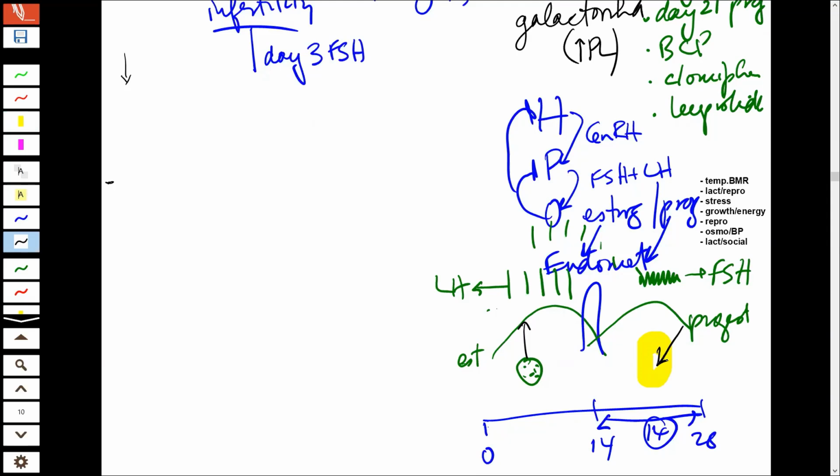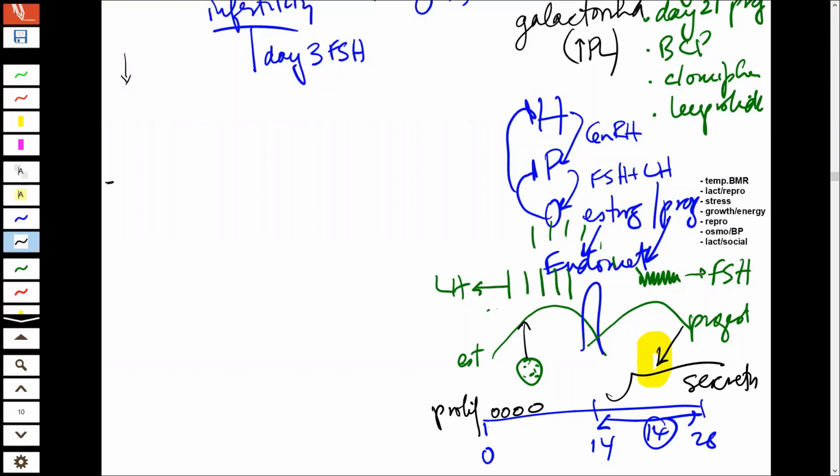That's a fundamental understanding. And then my estrogen is going to be my proliferative phase in my endometrium, and my progesterone is going to be my secretory phase. Okay, so if you can't draw that picture out, I'll send you the picture after class. Practice writing it out. It's how you think of all female endocrine. Okay, so what does day 3 FSH teach me?